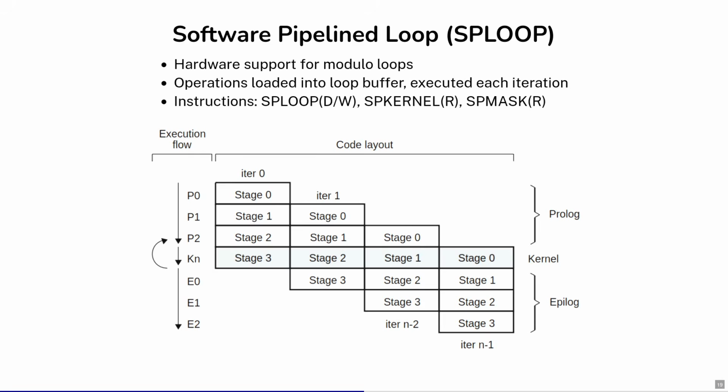And then we have loops that operate in a loop buffer, and from the start of the loop, everything gets executed each cycle. The SP loop instruction tells us how many cycles we loop in each stage. And the SP kernel instruction ends the loop, and the SP mask instruction is for the middle if we have instructions that we don't actually want to store in the loop buffer.